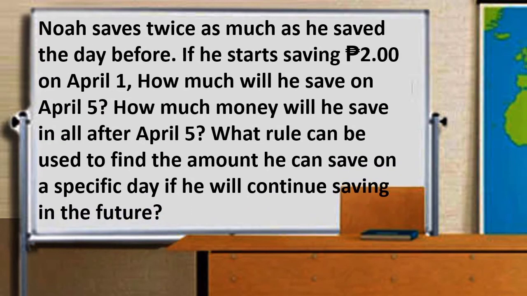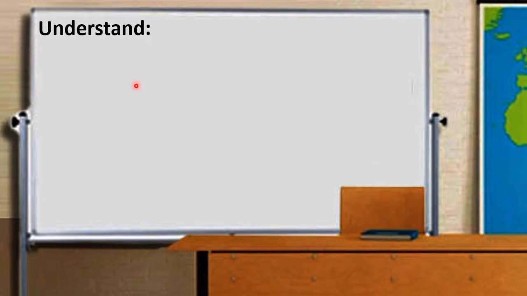Let's have our word problem. Noah saves twice as much as he saved the day before. If he starts saving 2 pesos on April 1, how much will he save on April 5? How much money will he save in all after April 5? What rule can be used to find the amount he can save on a specific day if he will continue saving in the future?